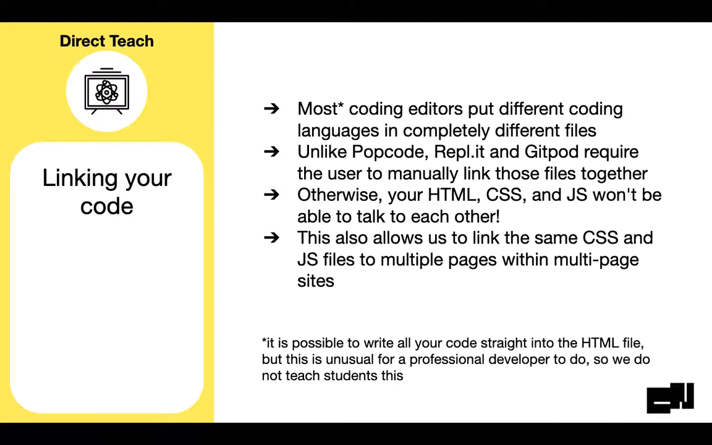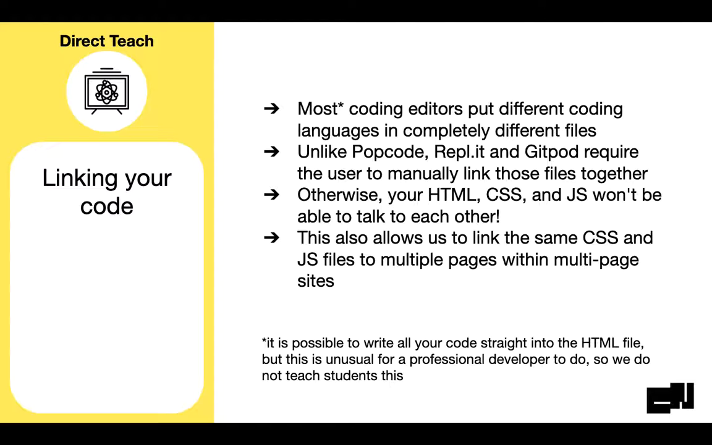Most coding editors put different coding languages in completely different files. We actually do this in Popcode as well, because we have the HTML, CSS, and JavaScript in those different little tabs. But Popcode automatically links those together, and in Repl.it and Gitpod and other coding environments, it actually requires the user to manually link these files together yourself. Otherwise, your HTML, CSS, and JavaScript won't be able to talk to each other.